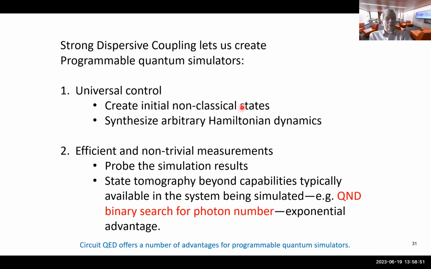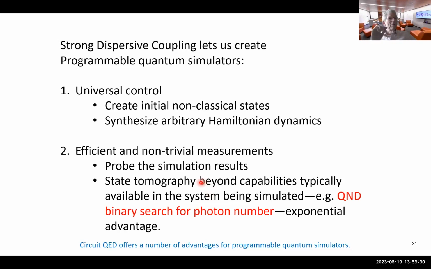And you can create initial non-classical states. You can synthesize arbitrary Hamiltonian dynamics of these states. And you can do efficient and non-trivial measurements, state tomography. And in particular, I'm going to show you that you can do boson sampling. You can do a quantum non-demolition binary search for the photon number, which is exponentially more efficient than asking, is there 1 photon, or are there 2 photons, or are there 3 photons?